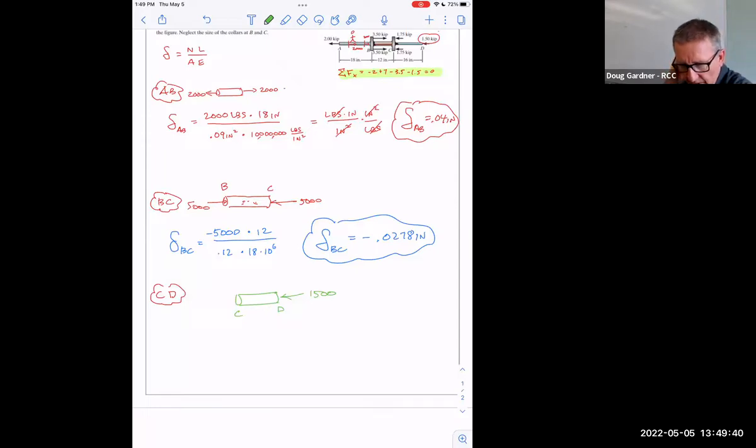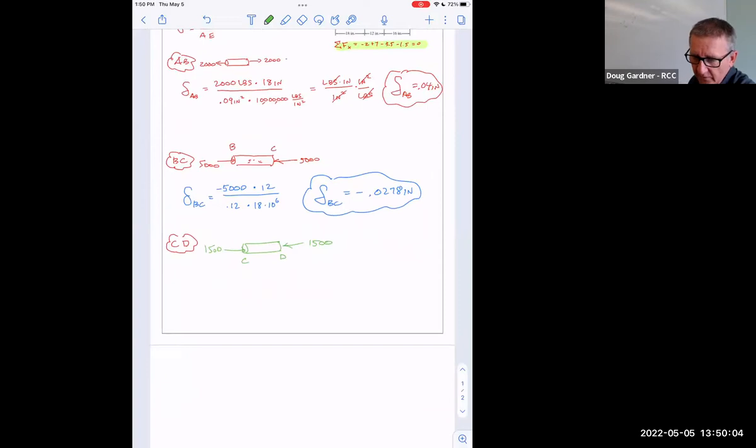A second ago, we saw that there was 5,000 pushing that to the right. No left. No right. Yeah, I won't take the time to do that. So 1500 there as well. Notice this is also negative. It's actually getting smaller. It's under compression as well. So this one's actually getting smaller.